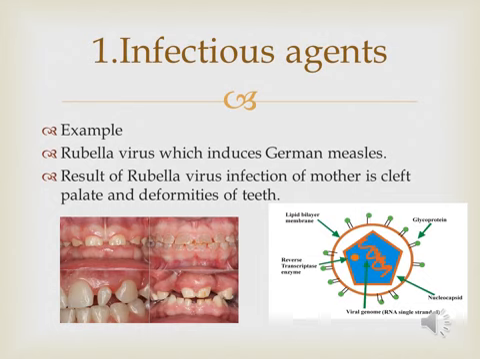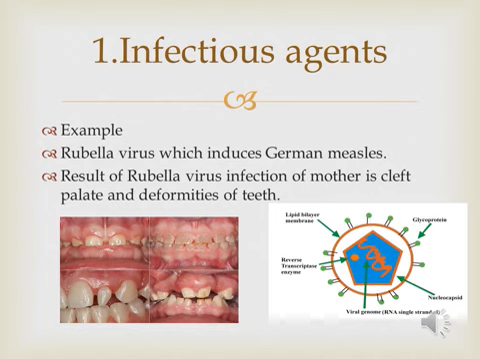The first teratogen is infectious agents. A very classic example of an infectious agent is the rubella virus, as most of you are familiar with, which induces German measles. The result of rubella virus infection of the mother is cleft palate and deformities of teeth in the offspring.